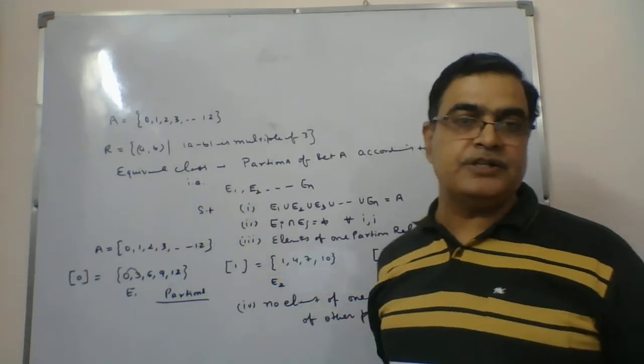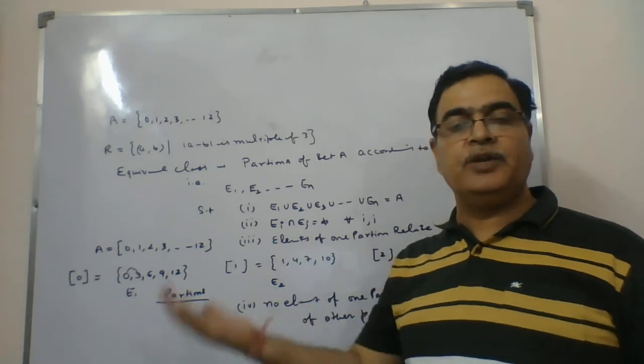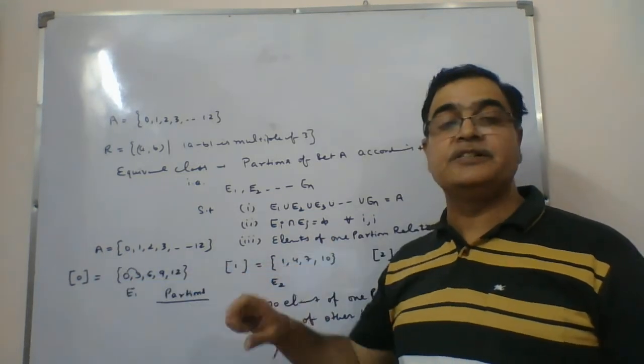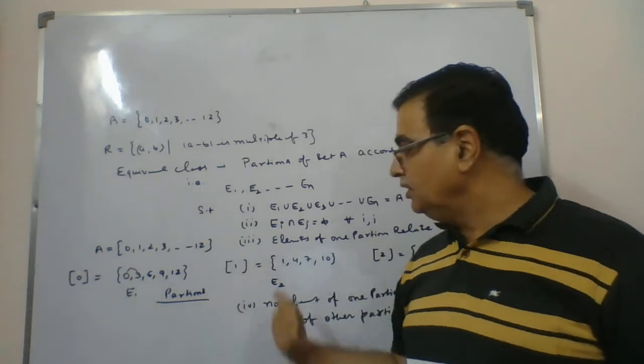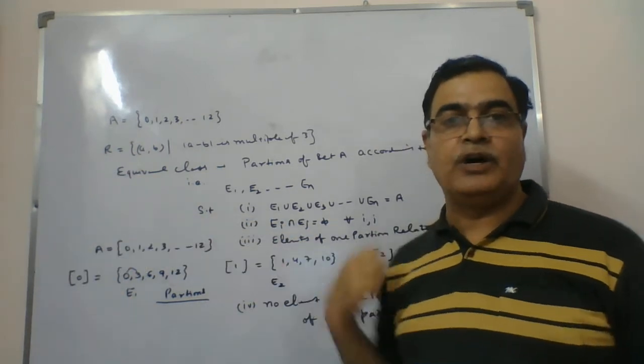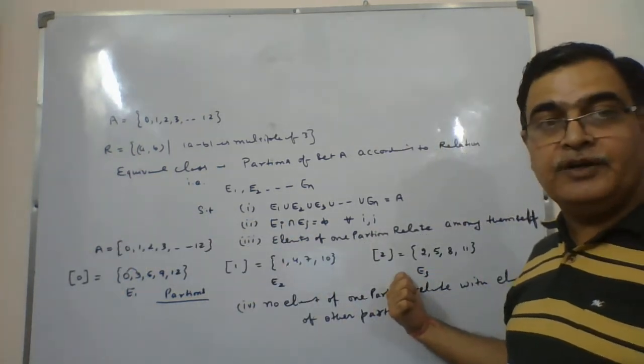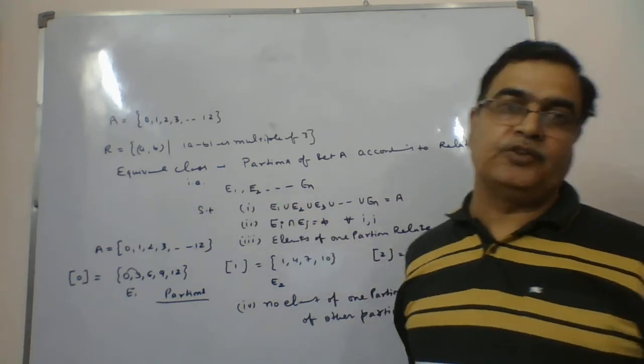So they can ask what the equivalence classes are. They can ask how many elements are related with 0, meaning they are asking the class of 0. This will be asking the equivalence class of 1. How many elements relate with 2, that means the equivalence class of 2, that they will ask.